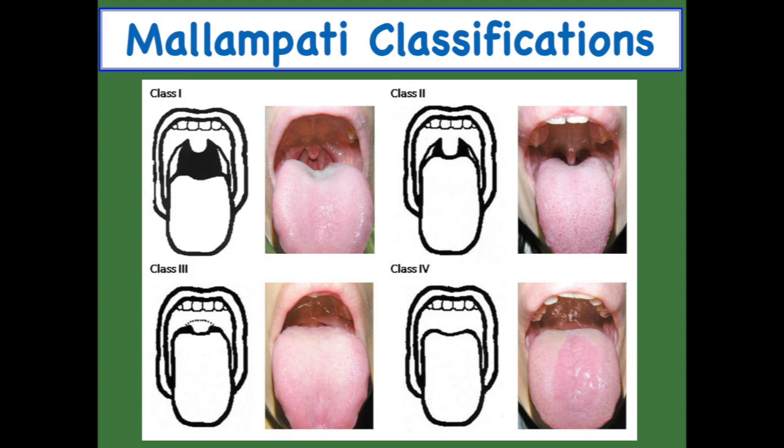This is somebody that's going to be probably really easy to intubate. A class 3 Mallampati classification, we only see the base of the uvula when the patient sticks their tongue out. And then a class 4 Mallampati patient is one in which you can only see the soft palate. These are only just a general guide. I have intubated patients that have a Mallampati 4 and not had a bit of difficulty with it.